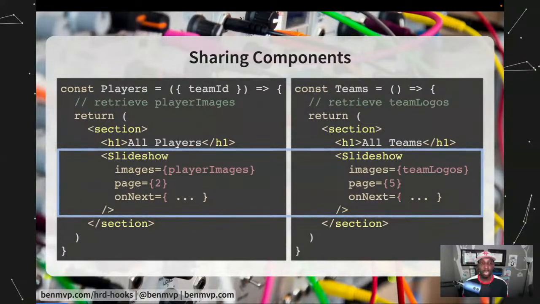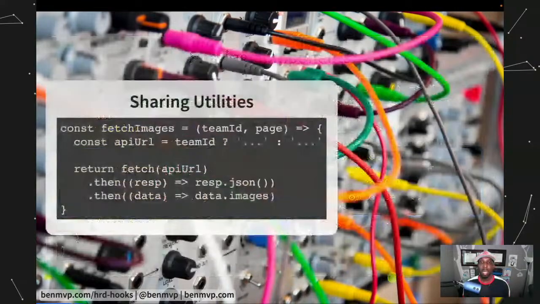And we can easily use it in 2 different components, right? So on the left, we have the players component that shows a slideshow of, let's say, team player photos. And then on the right, we have a teams component, which is going to show a slideshow of, let's say, team logos. All right, and then you can paginate between the different pages in each one of them in the slideshow.